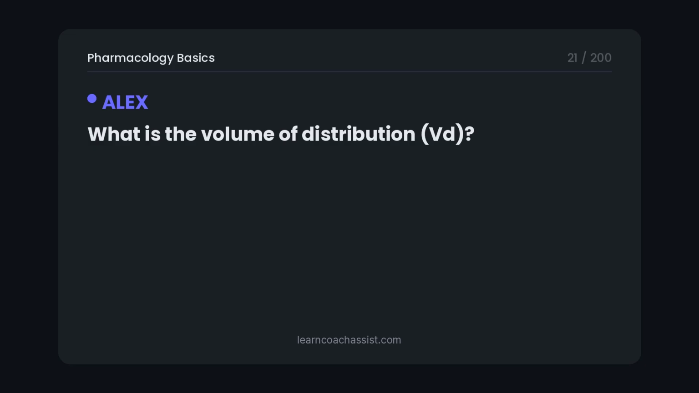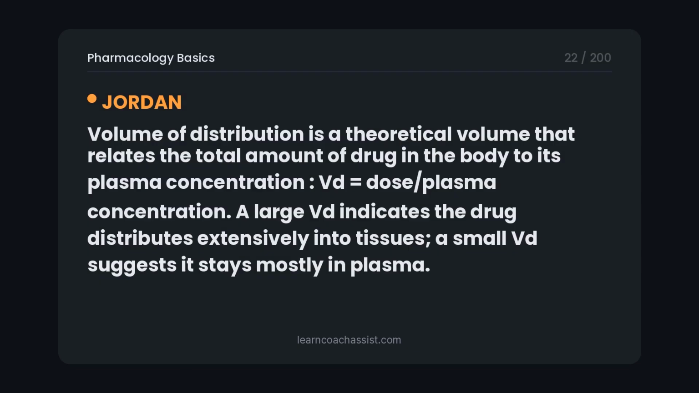What is the volume of distribution, VD? Volume of distribution is a theoretical volume that relates the total amount of drug in the body to its plasma concentration. VD equals dose/plasma concentration. A large VD indicates the drug distributes extensively into tissues. A small VD suggests it stays mostly in plasma.